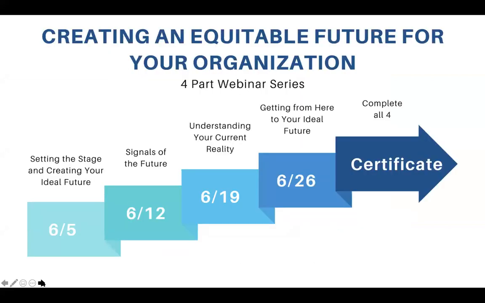So as you probably know, this is part of a 4-part webinar series. The first session was about creating your ideal future. The second session was about signals of the future. Our last session was about understanding your current reality and what things might make it really difficult to have that ideal future that you've laid out. And then this session is about how to get from here to there. So that current reality that you've laid out and some of those challenges, what does it take to move beyond that and get into that ideal future that you hope for?